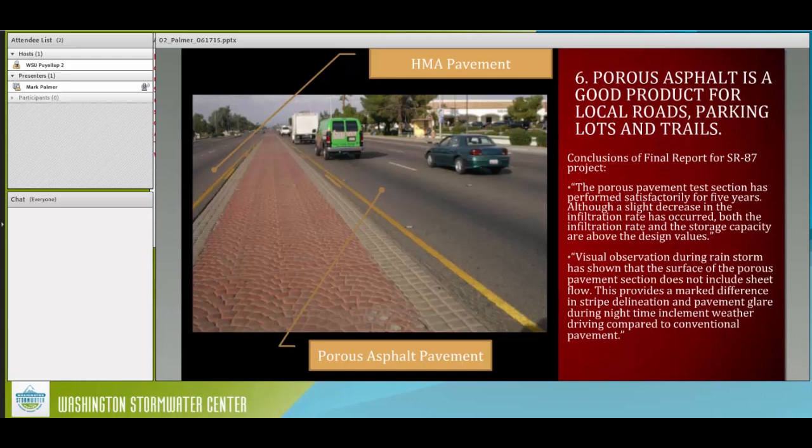It is obviously on a high volume road, and over the course of 5 years, it performed well and maintained design infiltration rates over that period. It also had some other benefits they weren't expecting, in that it does reduce glare by not having water on the surface, and it shows the stripe and delineation better during rain events.